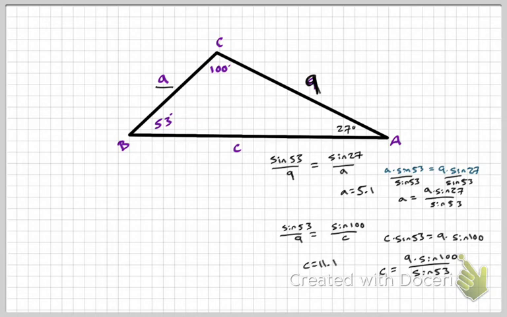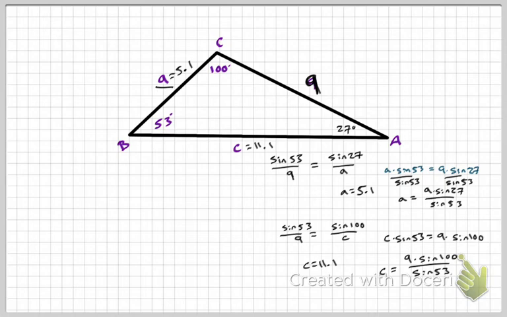And guys, remember, the way we can check this is the largest side should be opposite the biggest angle, and the shortest side should be opposite the smallest angle. And so notice that C is opposite the 100, which is our largest angle. A is opposite 27, which is our smallest angle. And C is 11.1, A is 5.1. We're good to go for the most part.